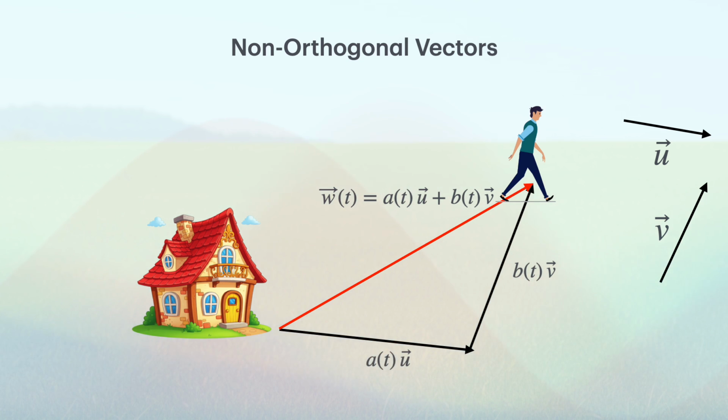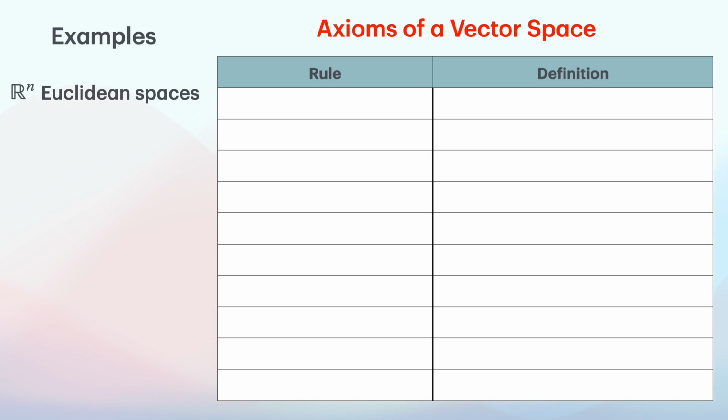We are now ready to go over the axioms that define a vector space and make it a self-contained system where all vector operations behave consistently, making it an effective tool to solve problems in physics, engineering, and mathematics. The first rule is closure under addition. If you add any two vectors in the space, the result is still a vector in the same space. No matter which two vectors you pick, this sum stays inside the space.